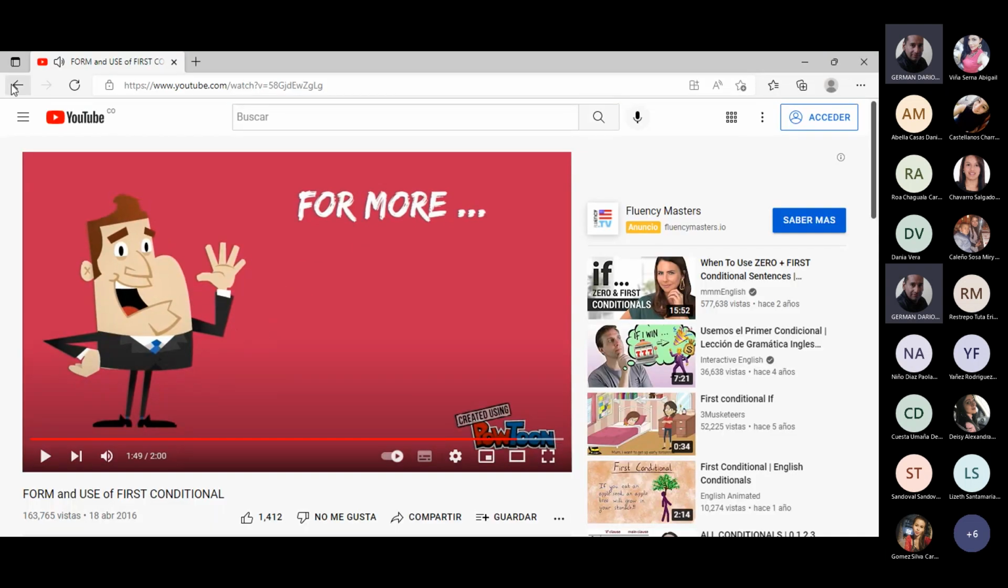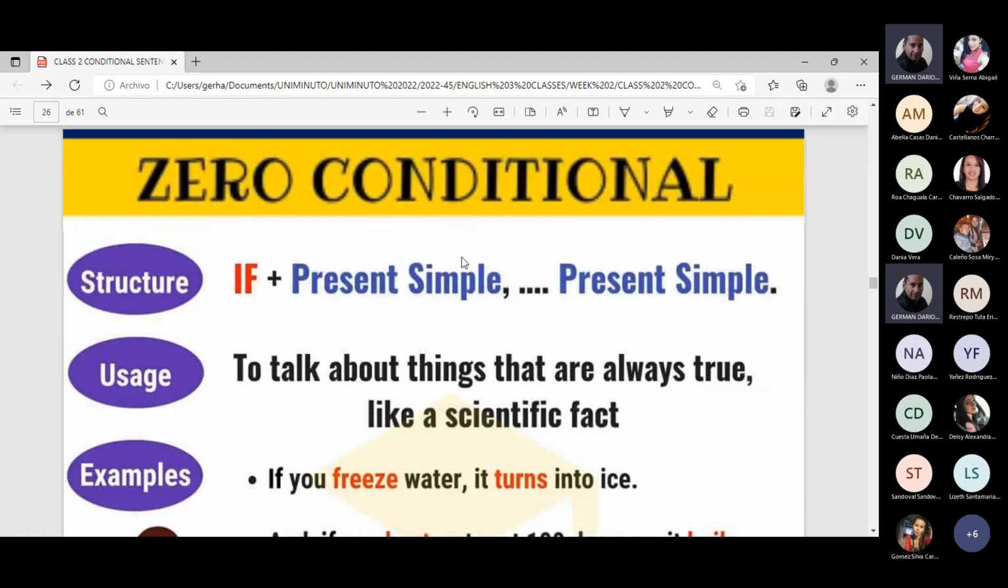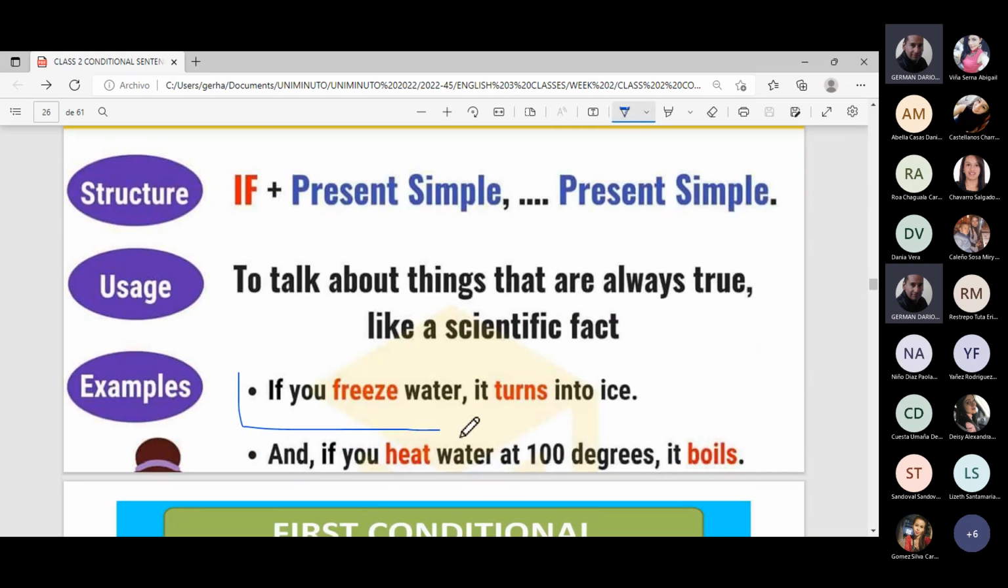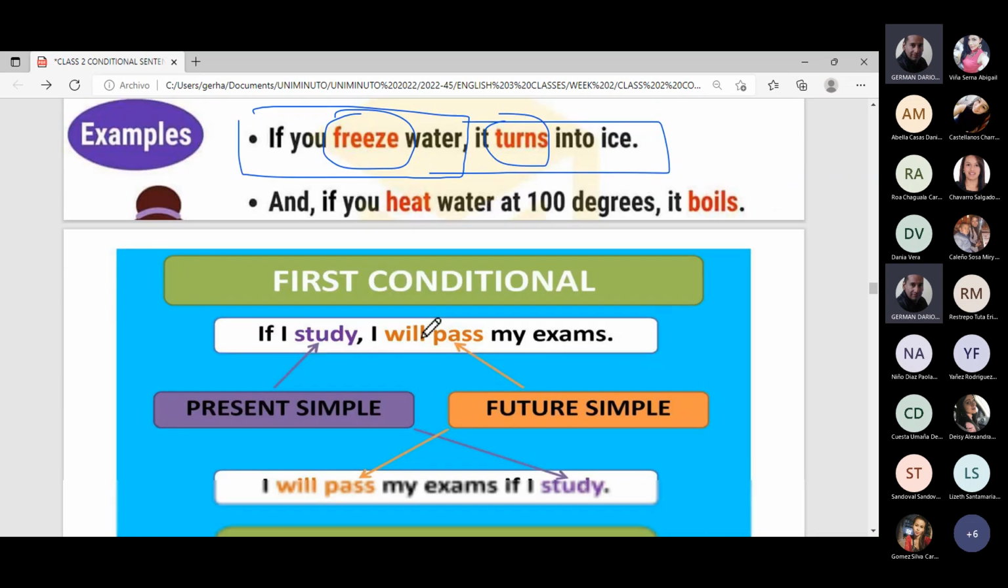Okay, boys and girls, so, paying attention. Remember the last class we saw the zero conditional, okay? The zero conditional is present simple and present simple, and they talk about real situations. For example, if you freeze water, it turns into ice. Si yo congelo el agua, pues se vuelve hielo. Sí, eso es cierto. Entonces, for that reason it is zero conditional, present simple and present simple.